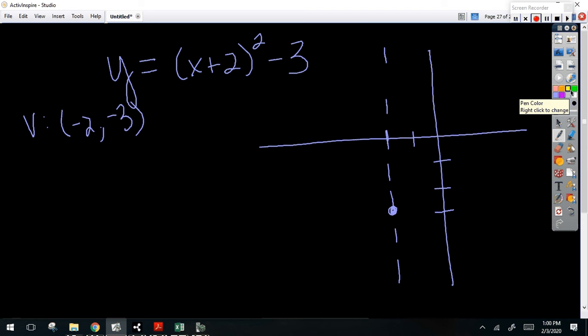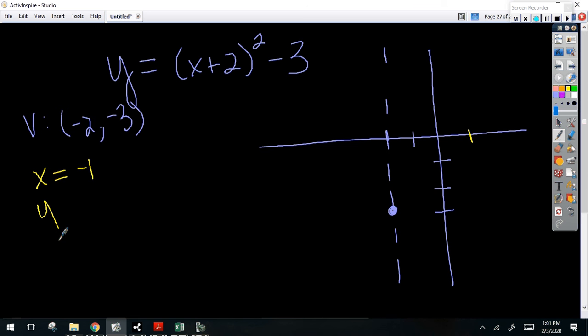I need an easy point. What should I use? I might use -1 instead of 1, since the vertex is at -2. Because 1's going to be way over here, and -1's real close. Plug it in.